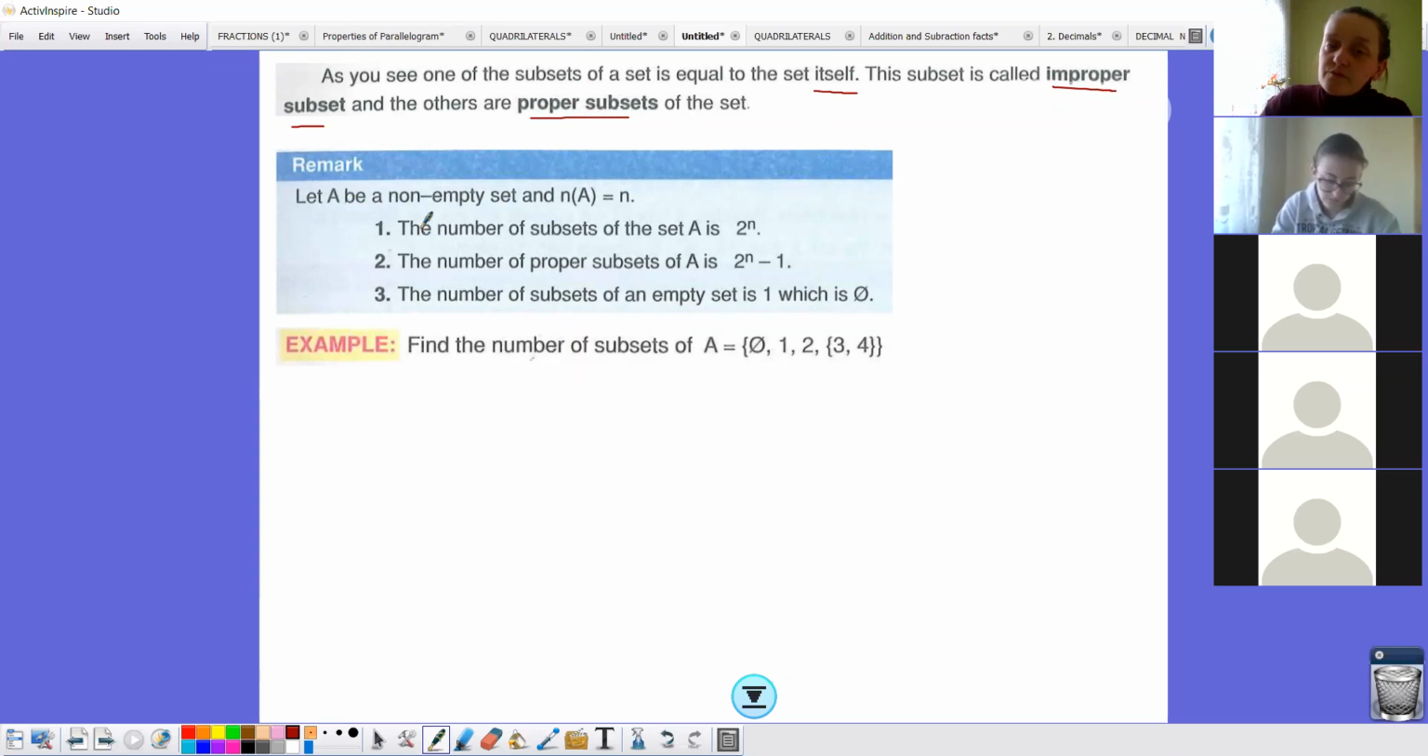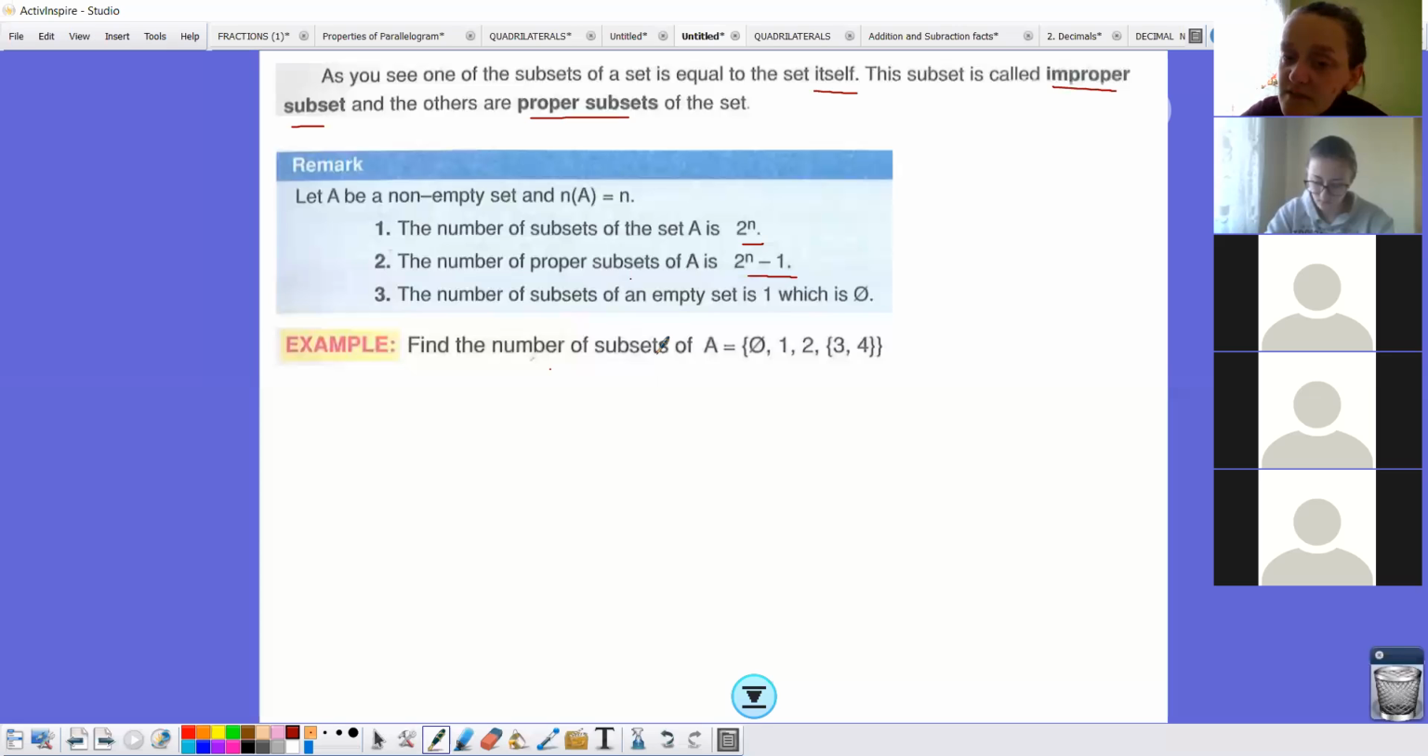So here, as we wrote, the number of subsets of the set A is 2 to the power of n. The number of proper subsets of A is 2 to the power of n minus 1. The number of subsets of an empty set is 1, which is only itself. Yes? Now here, as you can see in the example, one set is given with some elements. Find the number of subsets. It doesn't say to write the subsets of the set, only the number of subsets.